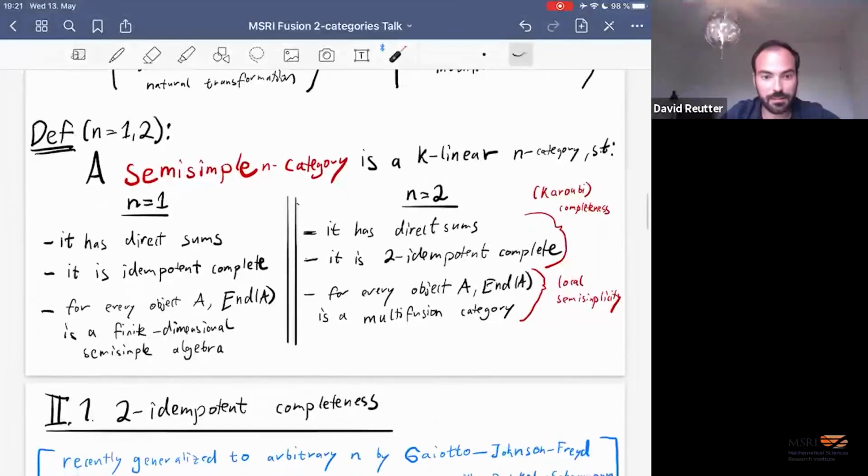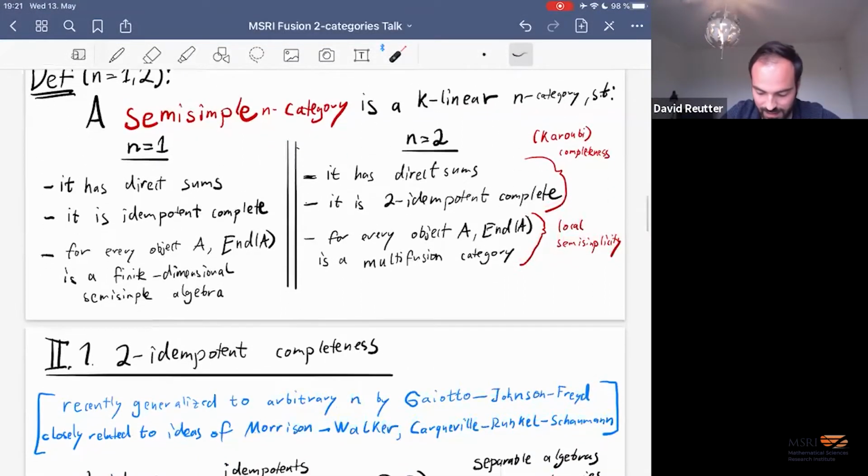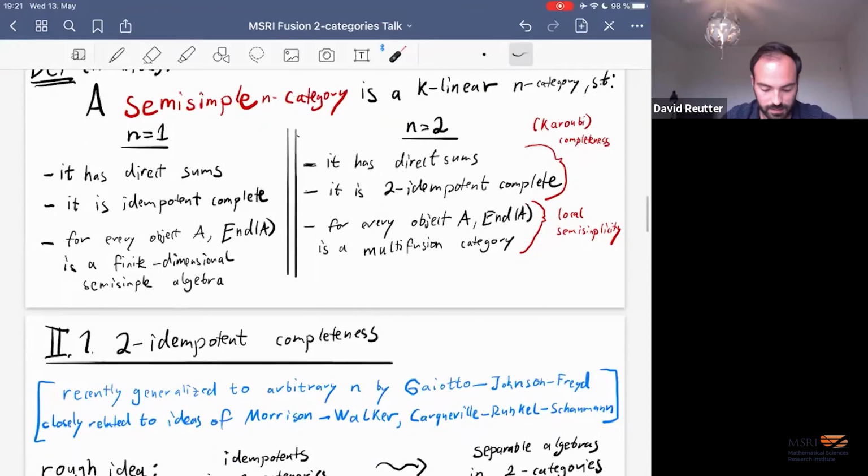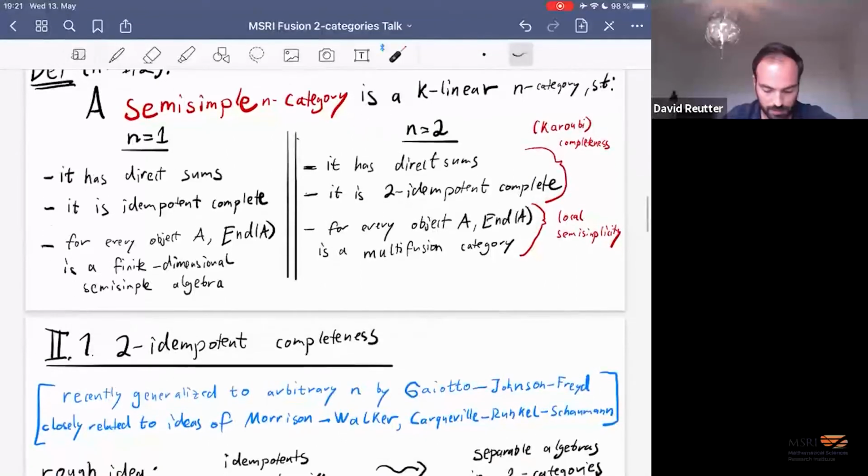Okay, so let's talk about idempotent completeness then. A disclaimer here is that this was recently generalized to arbitrary n by Gaillot and Johnson-Freyd. And Theo also gave a talk about this at the TQFT workshop at MSRI. There are also very closely related ideas of Scott Morrison, Ken Walker, and of Kakavell, Winkel, and Sharma. Those latter ideas are in an oriented setting, and this one would just be for non-pivotal, non-oriented, framed, if you want, n-categories.